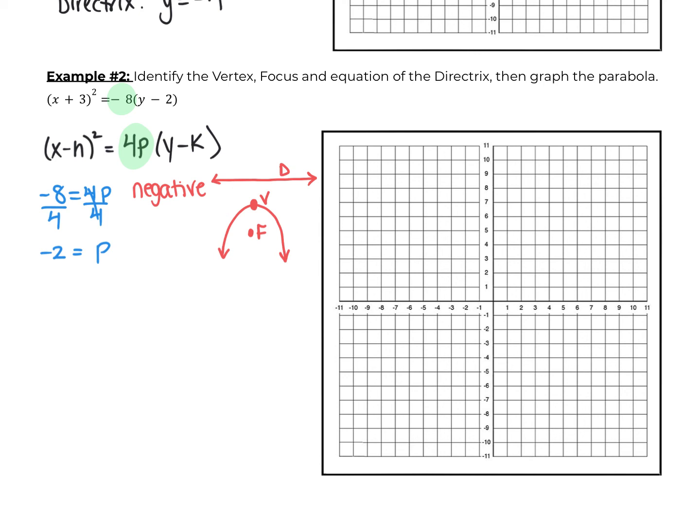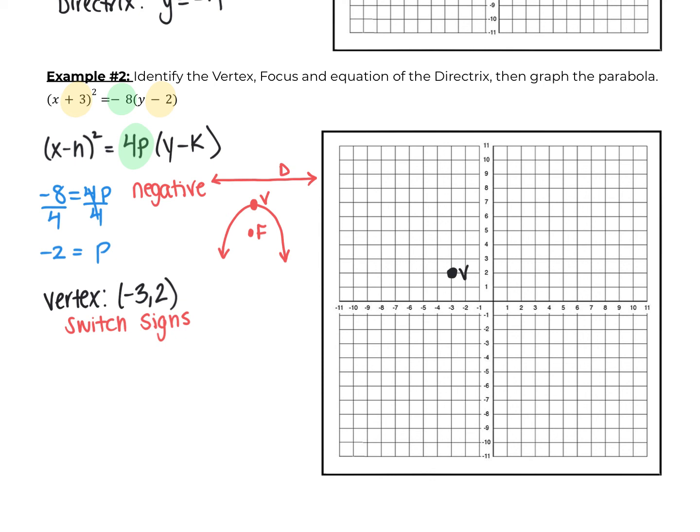Now we can find the vertex by analyzing the values inside the parentheses. So remember, to find the vertex, we're going to switch the signs from the original equation. So positive 3 becomes -3. And then -2 becomes +2. So now that we have all this information, we can actually go ahead and graph. So my vertex is (-3, 2). So I'm going to plot that with a V.